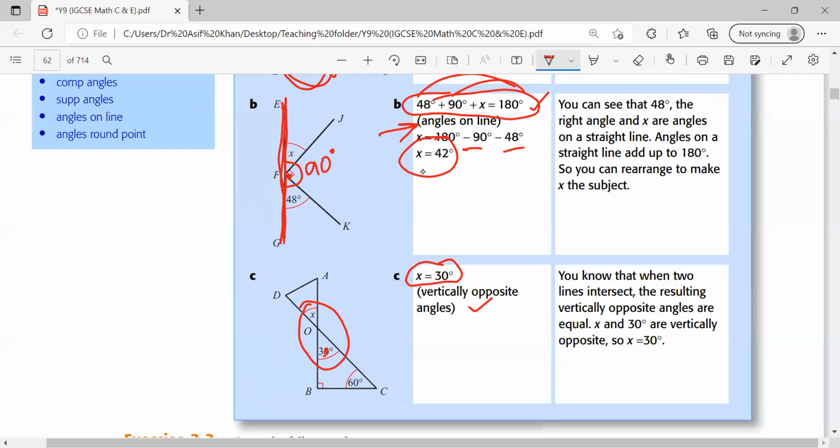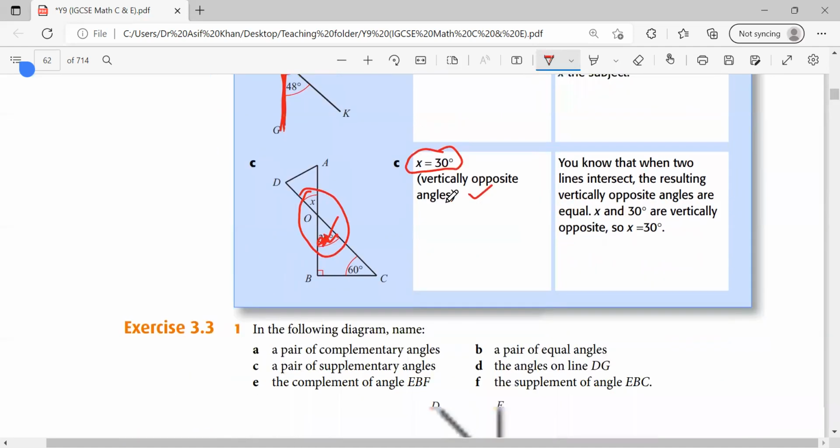Sometimes this 30 may not be given. Because of this 60, you will find this 30 and then you will decide that this x will be equal to 30 degrees. First you have to solve that angle and then you have to find. Till here, any question or any doubt, then please ask. Is this one clear?